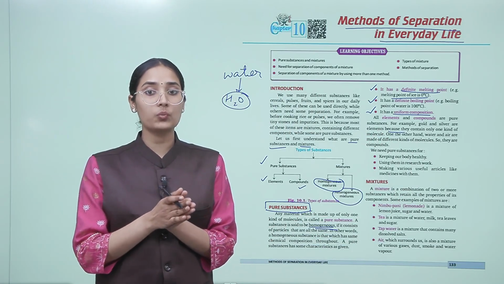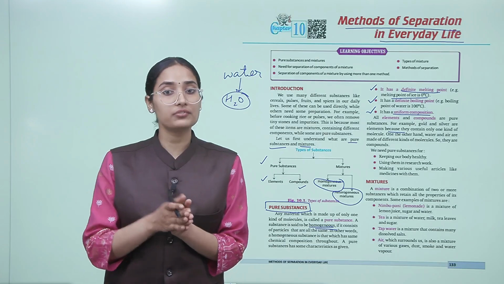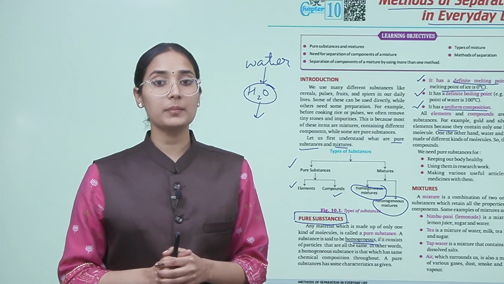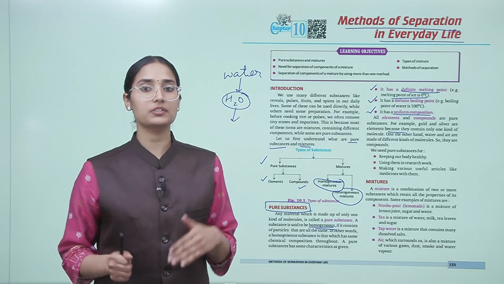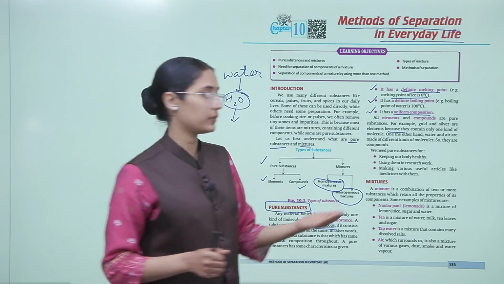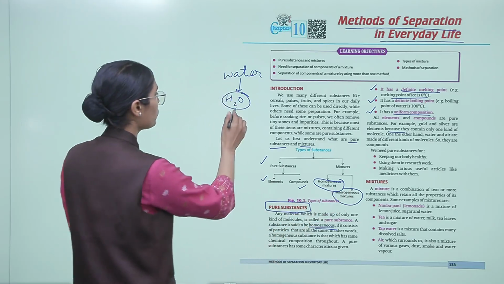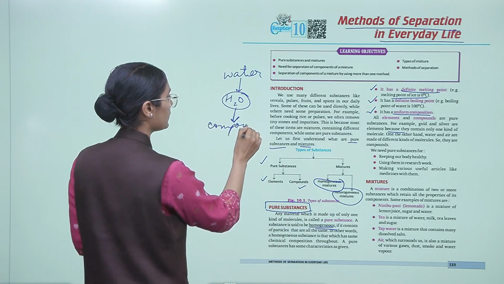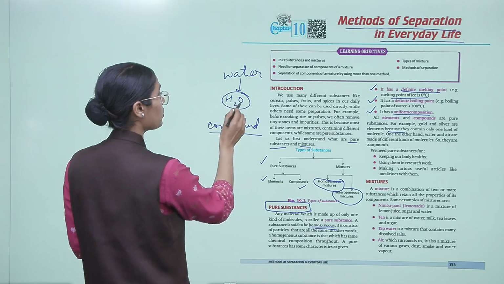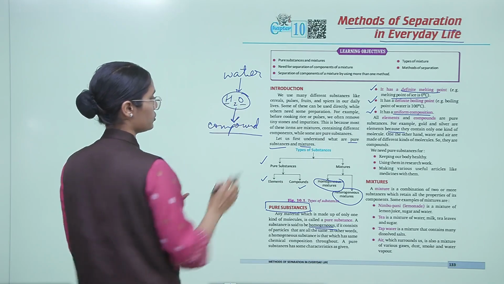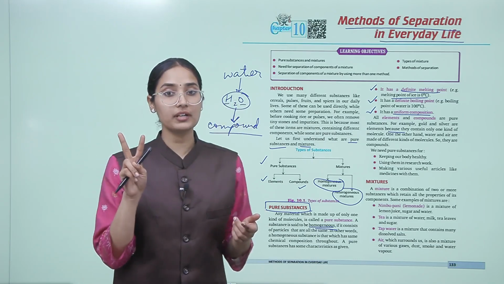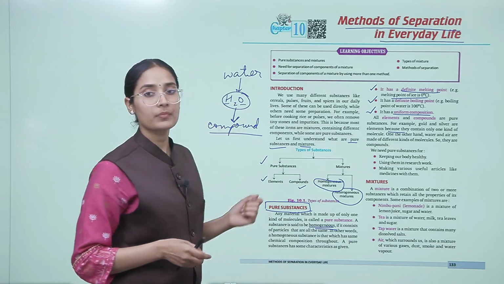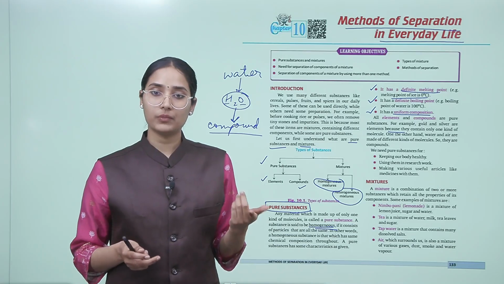On the other hand, water and air are made up of different kinds of molecules, so they are compounds. Let's say water: it is a compound because it is made up of hydrogen and oxygen, two different kinds of molecules. So they are called compounds. The same goes for air.